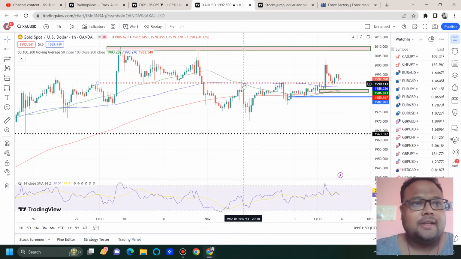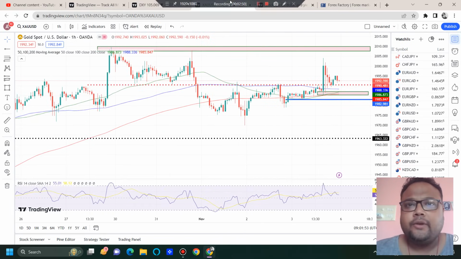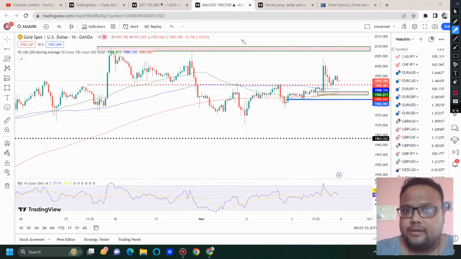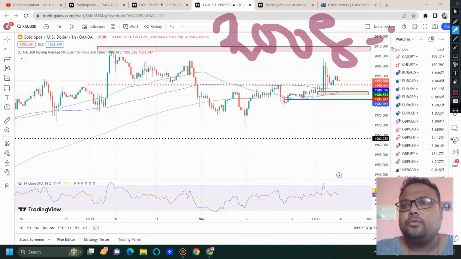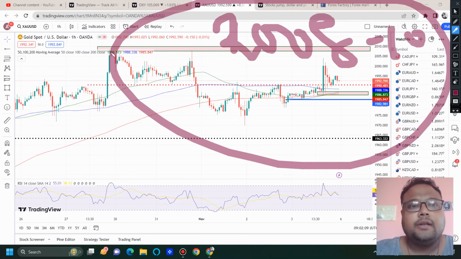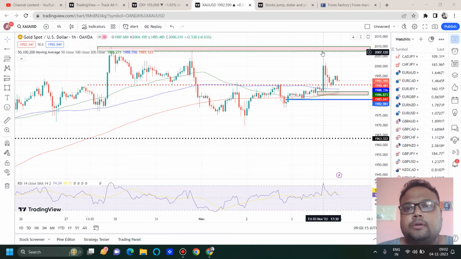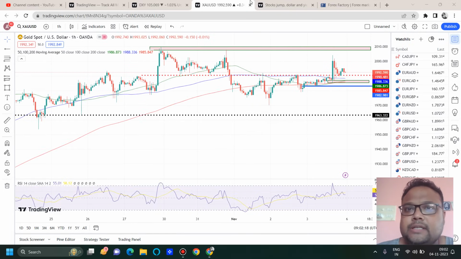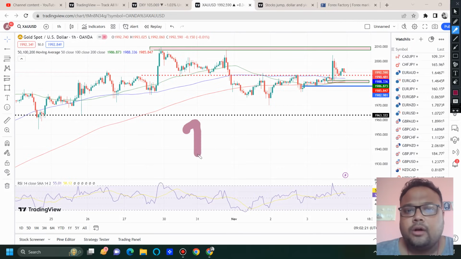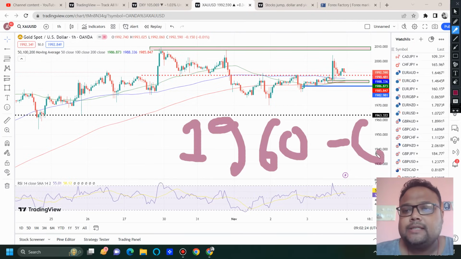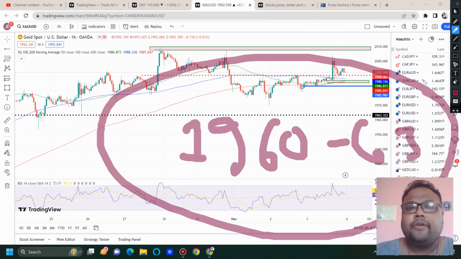So now let's talk about gold. The range of gold is still the same here. Yes, there was upside on the chart of gold, but the resistance of 2008 to 2010 is still very much valid. The red box is still very much valid. It's still untouched. So 2008 to 2010 is still the resistance for the market, and the support of 1960 to 1963 is still the same. So the range is not gone. The range is still the same here on the chart of gold.